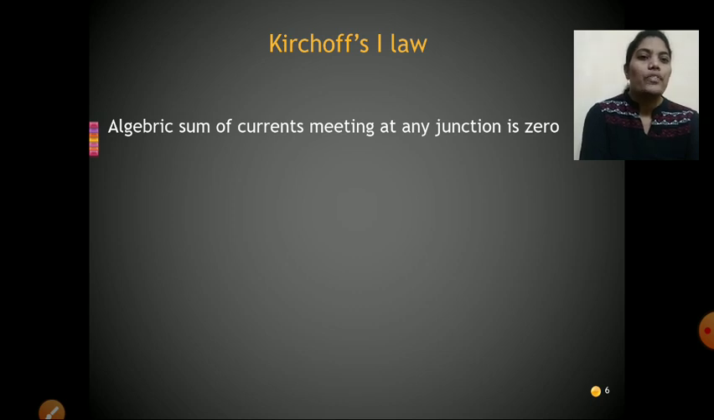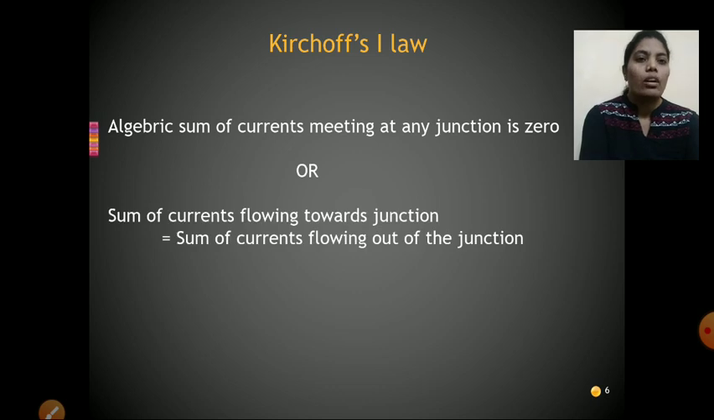Here is Kirchhoff's first law, which is also known as junction law or current law, because here we are going to see the relation between the currents which are passing at a junction. According to Kirchhoff's first law, the algebraic sum of currents meeting at any junction is 0, or we can state it as the sum of currents flowing towards the junction is equal to the sum of currents flowing out of the junction.